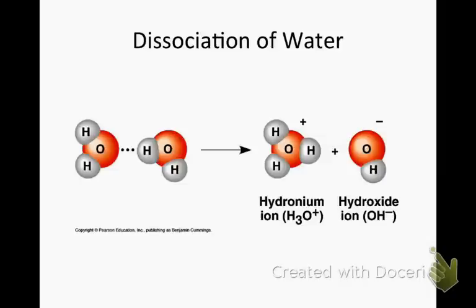This guy over here is hydronium, and because it's positive, it has a lot of hydrogen protons. This guy over here, named hydroxide, is negative because he's kind of lacking a hydrogen electron, and that's okay. This is going to come into play in just a second when we talk about acids and bases.